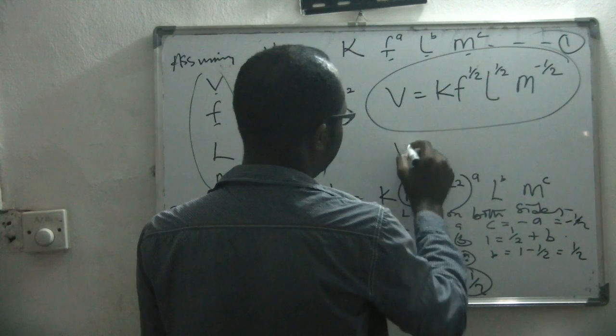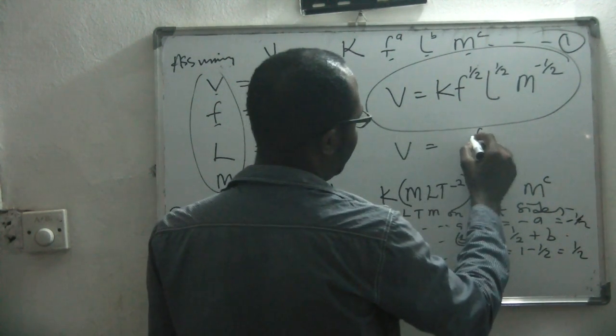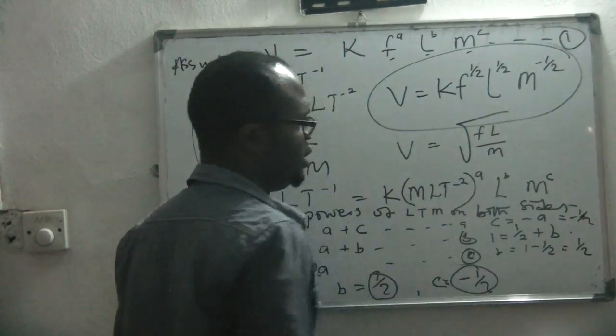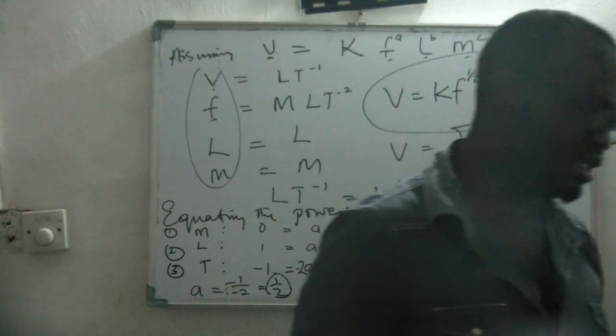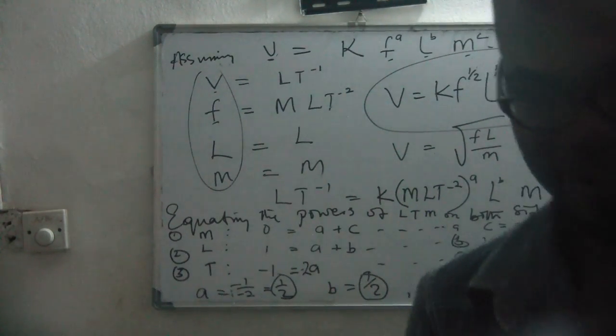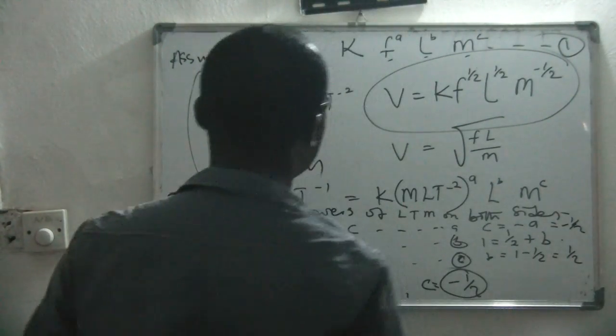So this is the same thing as saying V equal to the root of FL all over M, where the roots represent the half, 1 over 2. Is that clear? Yes, sir. So that's another way of solving it. So let me explain this.